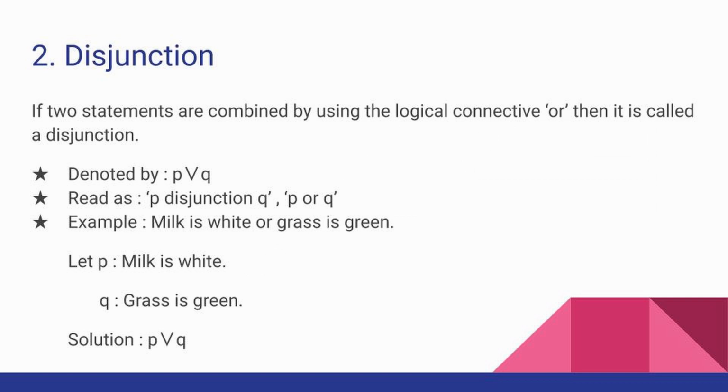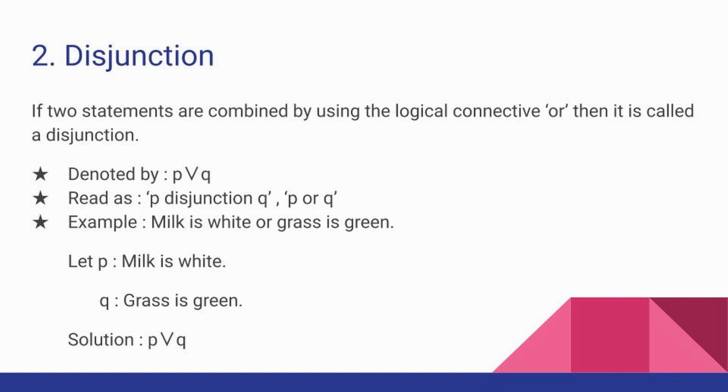The second logical connective is disjunction. Here, if two statements are combined by using the logical connective "or", then it is called a disjunction. It is denoted by P ∨ Q. It is read as P disjunction Q or P or Q. Coming to the example, milk is white or grass is green.